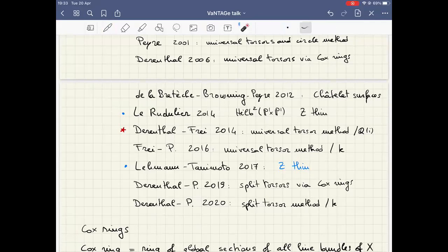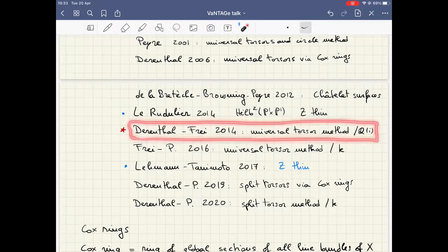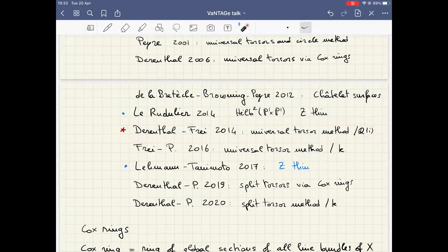And so I guess that this one is possibly the very first paper after Schanuel's paper which is about number fields and still uses this kind of method. So this is for varieties over Q(i), so it is a totally imaginary quadratic field.